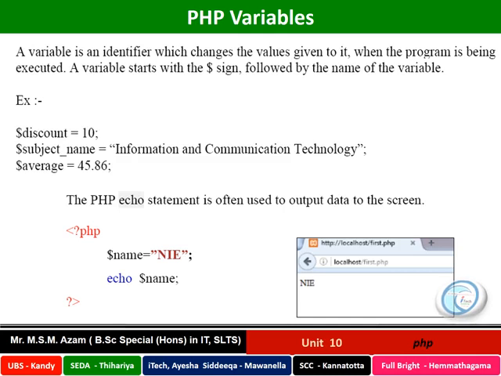To print something to the screen, you have to use the echo statement. After declaring a variable, I can check its value using this echo statement. See the screen. I have declared a variable called name. The value assigned to that variable is NIE. Then I say echo $name. When you use echo $name, it's going to print the value assigned to the variable name, that is NIE.